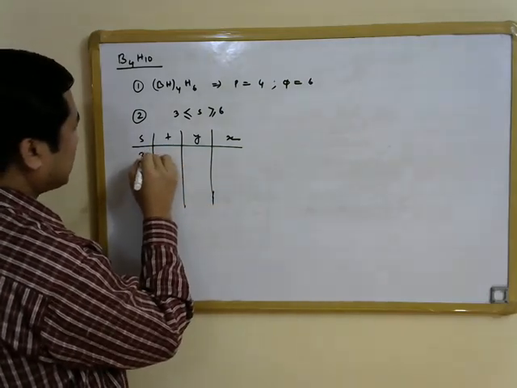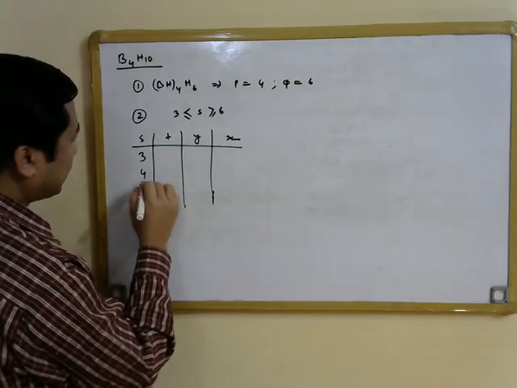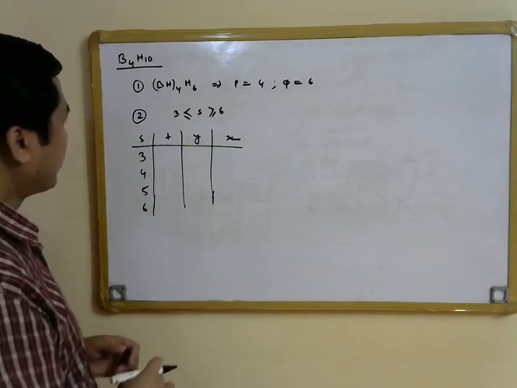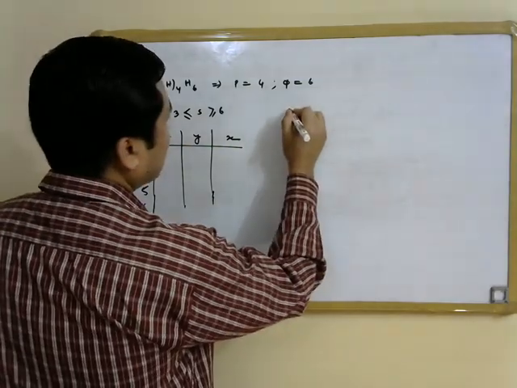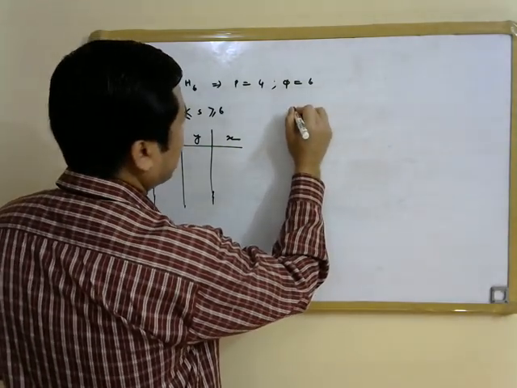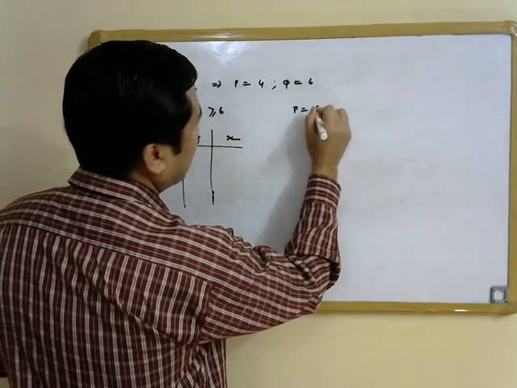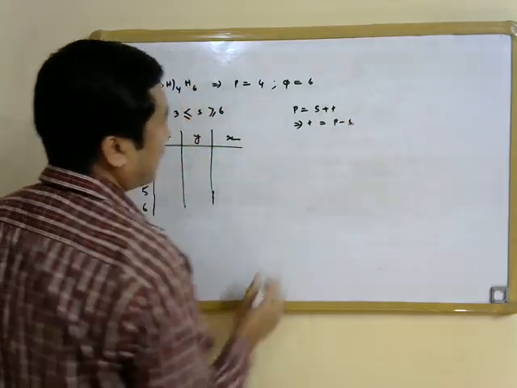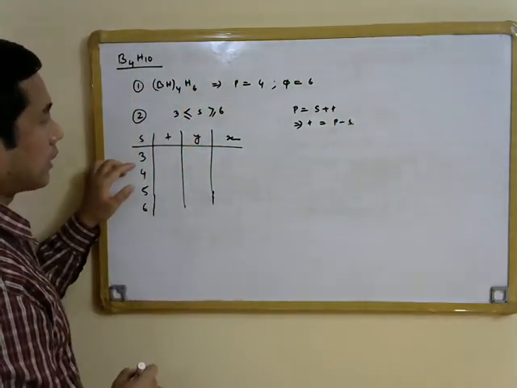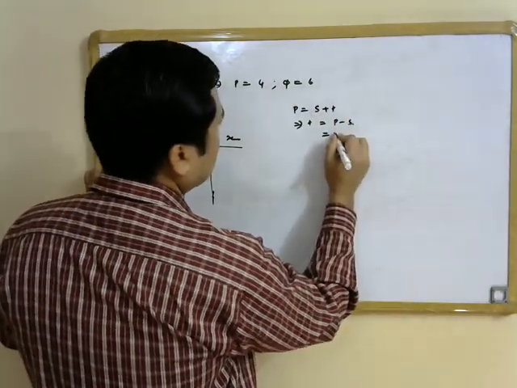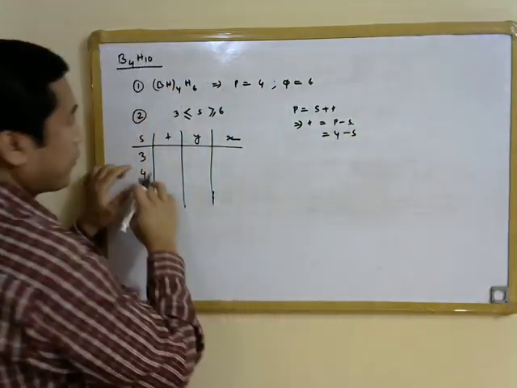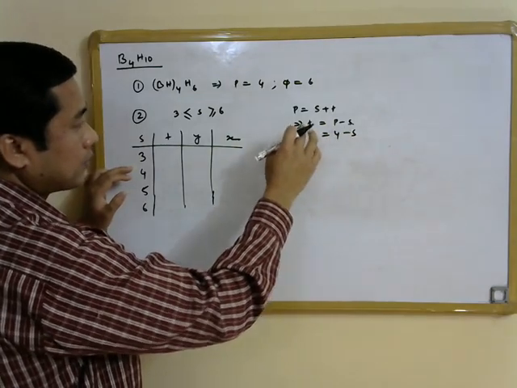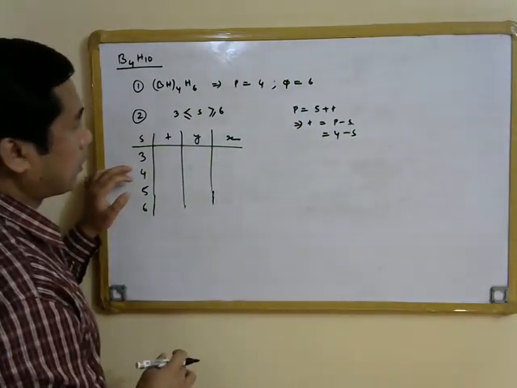So the values of S, which are probable, again are 3, 4, 5 and 6. And the values of T, again what we can write is from the expression that P is equal to S plus T, that T is equal to P minus S. From here what we can write is, since P is equal to 4 here, so 4 minus S of different values of S will give us the corresponding values of T.